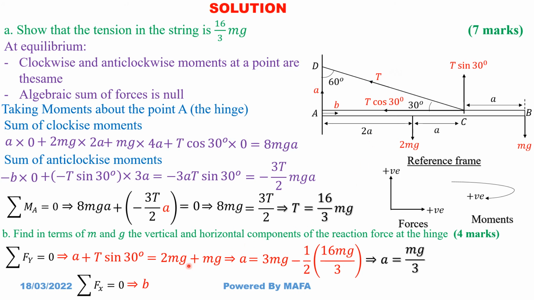Alright, so by so doing, it means our B, which is positive, is simply equal to what? Our T cosine of 30 degrees. Therefore, meaning that our B is equal to 8 root 3 on 3 mg. Remember, our T is 16 on 3 mg, and the cosine of 30 is root 3 on 3. So simplifying, we have this. So with that said, we have found the vertical and the horizontal components of the reaction force at the hinge. And the equation was allocated 4 marks.